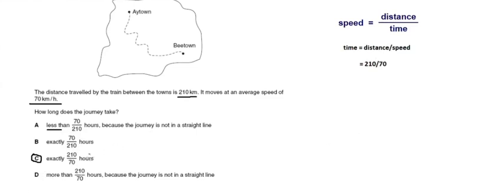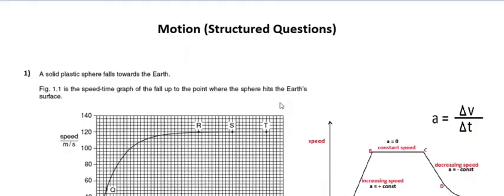So the third option is 210 divided by 70. Exactly, that is the answer, because we are talking about speed, and speed is given in terms of distance by time, and this is the distance, which is the actual path traveled. More than 210 is also not possible. So option C is the answer. Now we will see the structure problems.